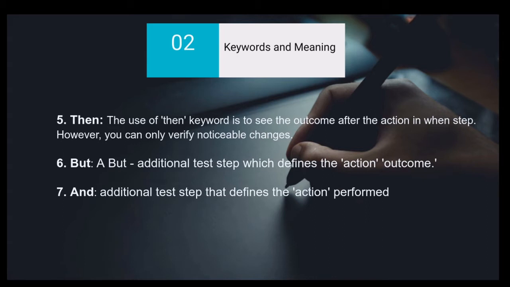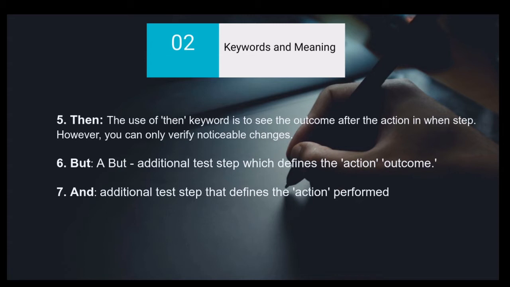The seventh is and, which is the additional test step. It can be defined in any part. It can be on the given, it can be on when, and it can be on the then. So we can use and in a couple of more parts whenever we want to write the test cases. When we need to provide a couple of inputs, or a couple of prerequisites, or if we want to provide more than one verification part, then we can use and.